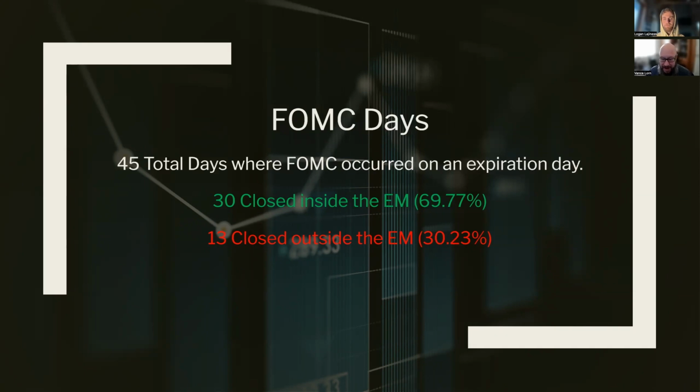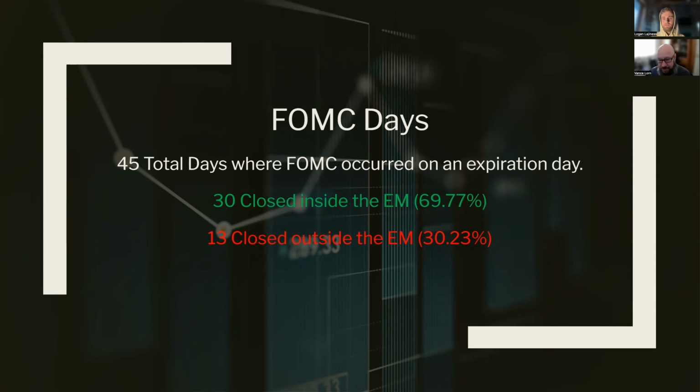This is what I did. I transposed the FOMC in the CPI. That's what I did. So there were 45 days where FOMC occurred on the expiration day. Again, same thing. The EM is pumped up for FOMC. Almost 70% of the days closed inside the EM.